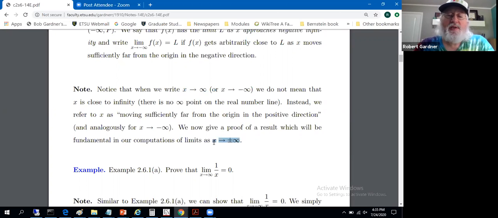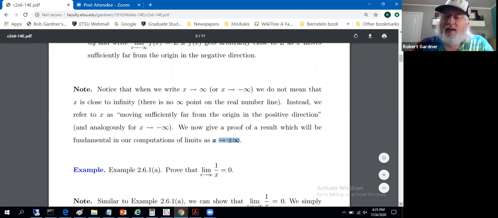Down here, if we're considering x approaching positive infinity and negative infinity, oftentimes functions will have the same behavior in both the positive and negative infinity directions. So we'll consider x approaching plus and minus infinity as a single problem.